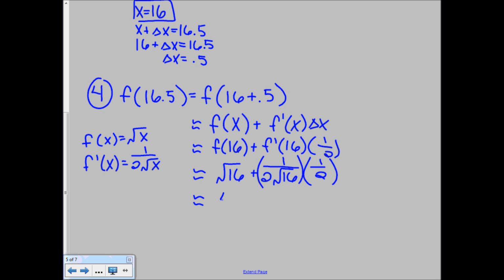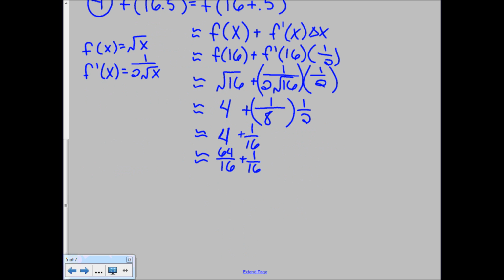So the square root of 16 is 4, plus 1 over 2 times 4 is going to give us 8 times 1/2. So we're going to get that this is going to be 4 plus 1 over 16, which is going to be 16 over 16. I'm sorry, nope, that's a lie. It's going to be 64, converting that 4 into a fraction over 16, plus 1 over 16, which if we just add across our fractions, we're going to get 65 over 16.